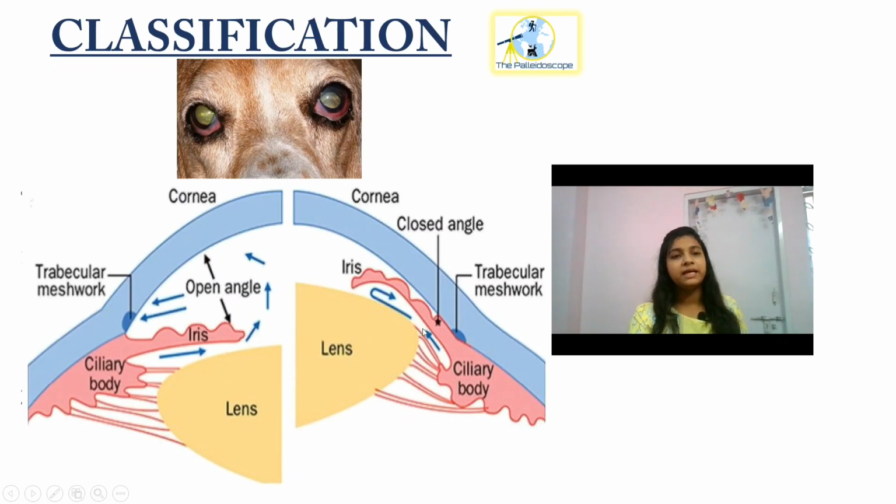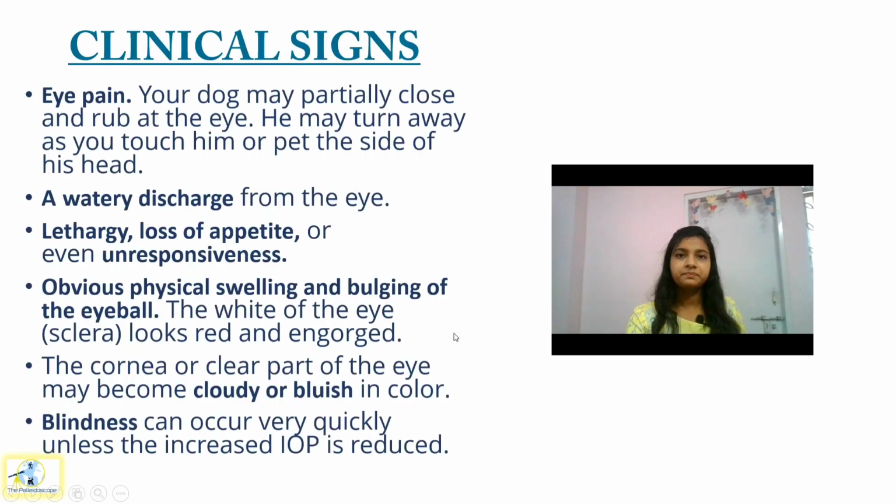The drainage pathway is open here but ultimately downstream it might be closed. Here there must be some problem or obstruction further downstream but not in the angle. Here the angle itself is closed. Okay, so this is the problem here. The closed glaucoma is this, when the angle itself is closed.